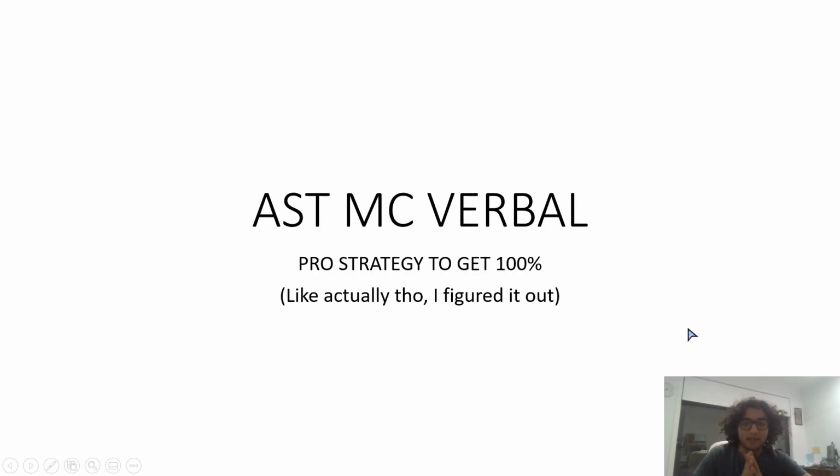Hello, comrades. The AST is among us, and I figured out a proper strategy on how to do the verbal section on the multiple choice. A quick note before I start this video: I found this strategy by analyzing every single verbal question that I got wrong, and then I noticed a pattern. All of the verbal questions follow this exact pattern, right?